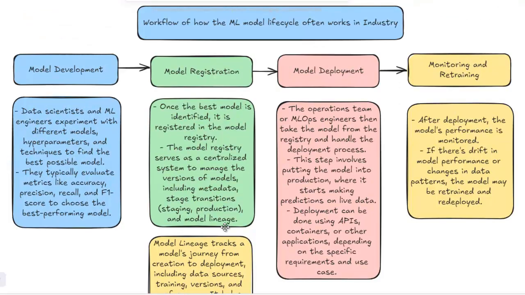So hope all of you are clear with two stages of the ML model lifecycle: model development and model registration. Now let's move to the next stage, model deployment. The operations team or MLOps engineers then take the model from the registry that we have registered in the model registration stage, and handle the deployment process. This step involves putting the model into production, where it starts making predictions on live data.